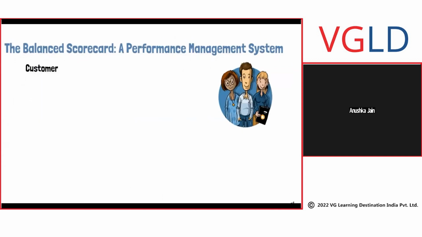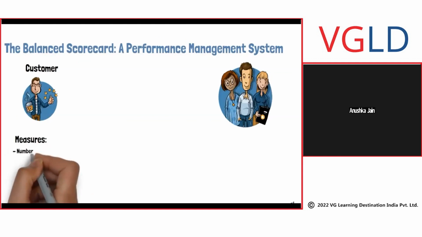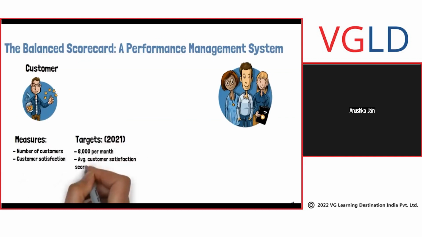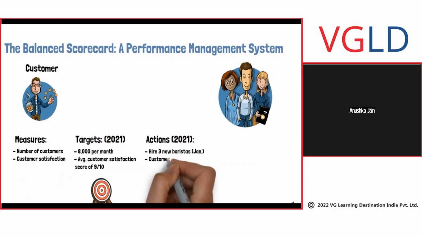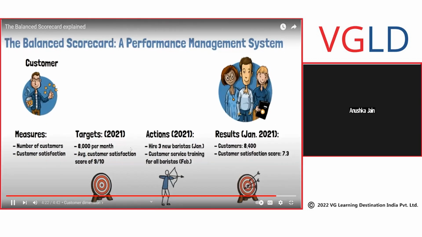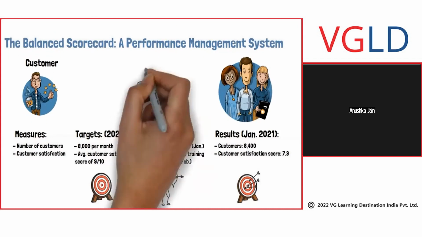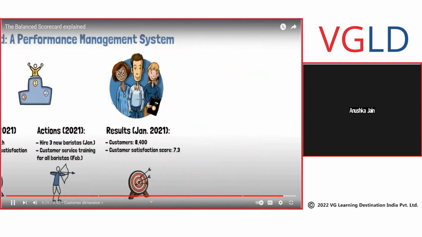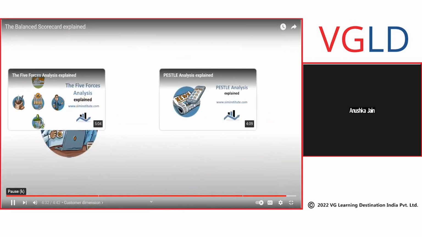As an example, for the customer dimension of the Balanced Scorecard, say your coffee shop wants to maximize the number of customers and the level of customer satisfaction. It can then set specific targets for each of these goals and define a range of actions in order to reach these goals. Once this is done, the company can use the scorecard to track progress and take actions that may be needed. In this way, all the actions of a company are aligned with each other and contribute towards reaching its overall goal. That concludes the balanced scorecard.